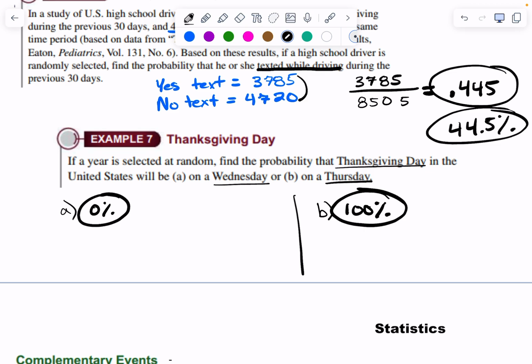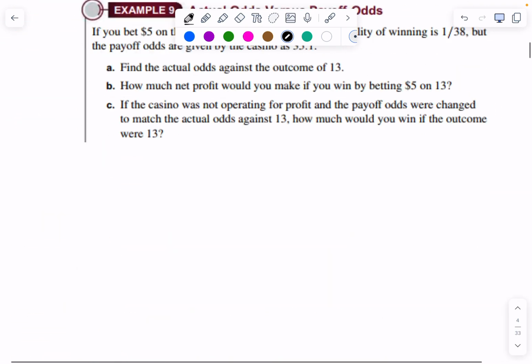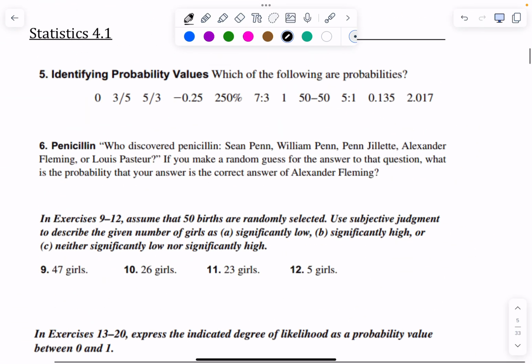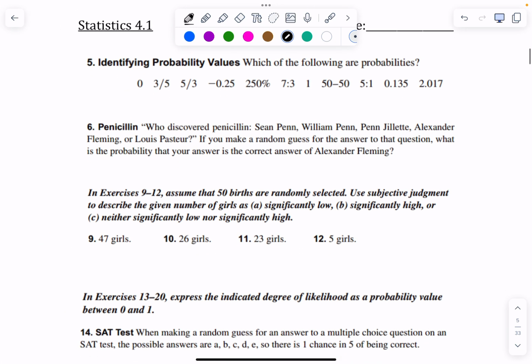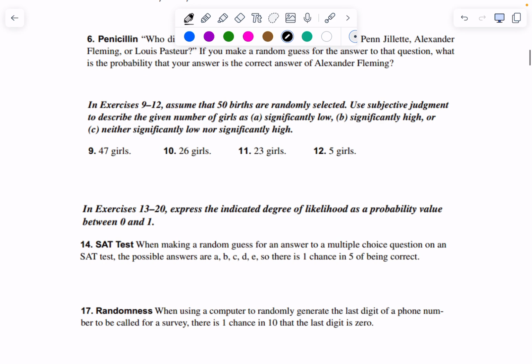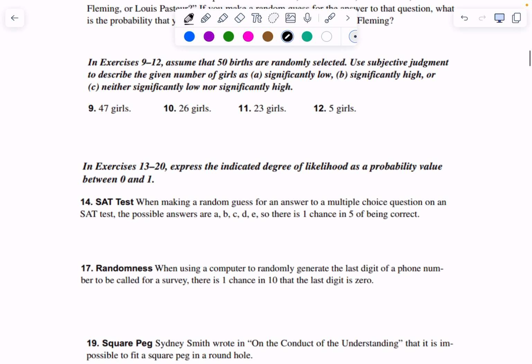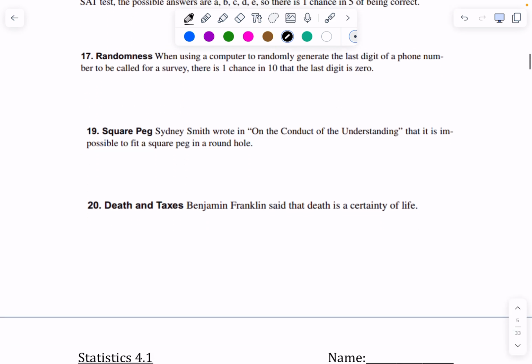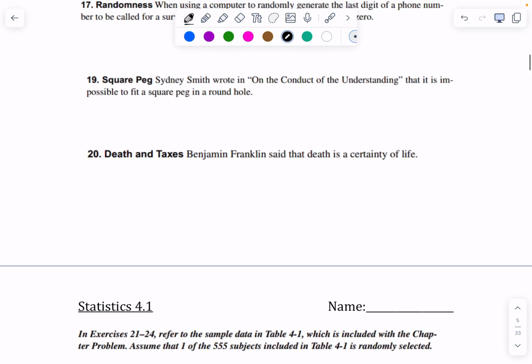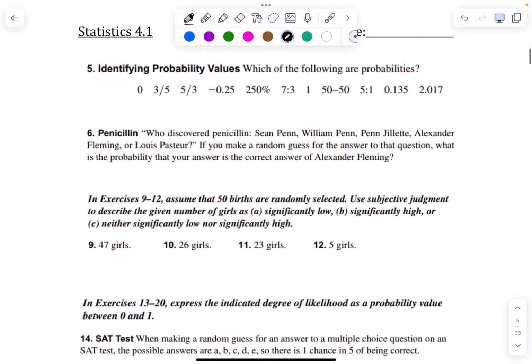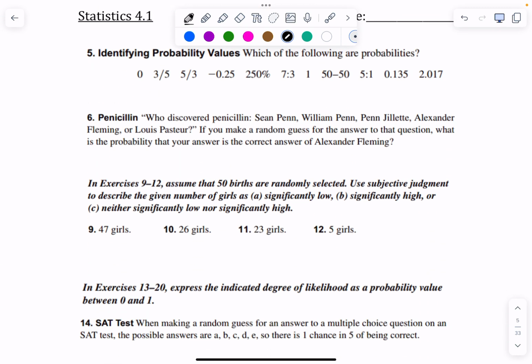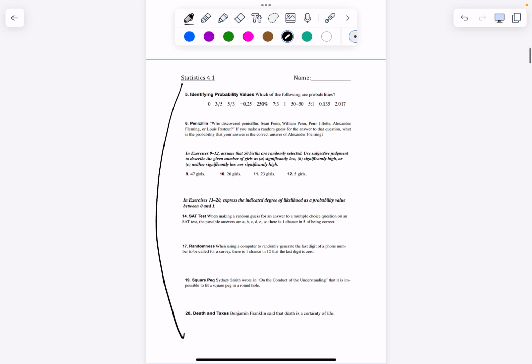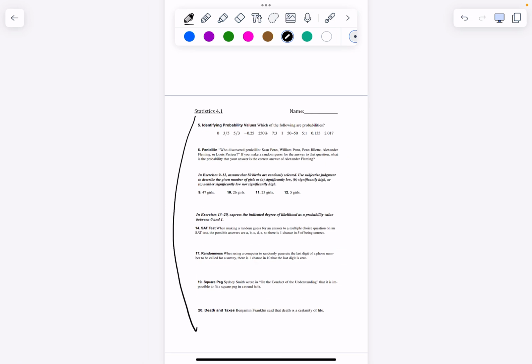Okay, there you go. On your homework assignment, you should be able to do the first page, 5 through 20. All right, goodbye, people.